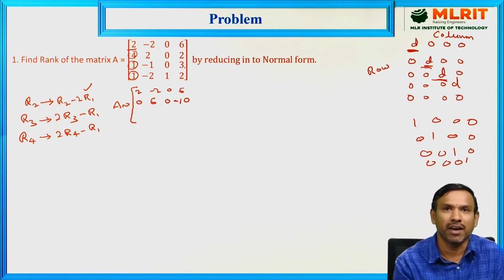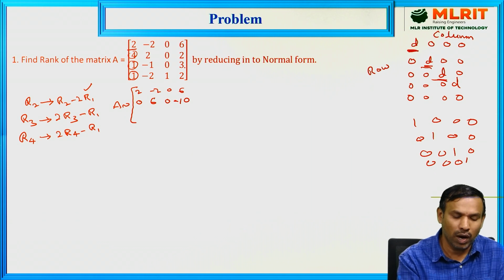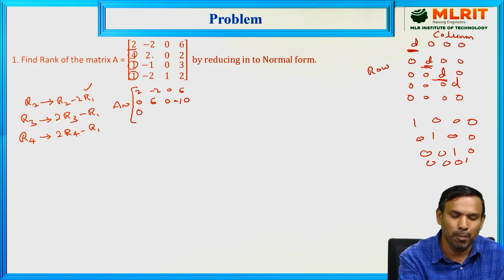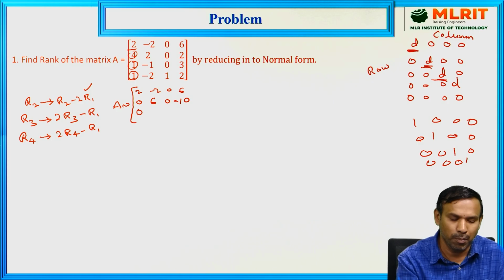2 minus 12 means minus 10. Next, third: 2 R3 minus R1. Multiply R3 with 2 and subtract R1. 2 into 1, 2. 2 minus 2, 0. 2 R3, 2 into minus 1, minus 2. Minus of minus, plus 2. Minus 2 plus 2, 0. 2 R3, 0. Minus 0.